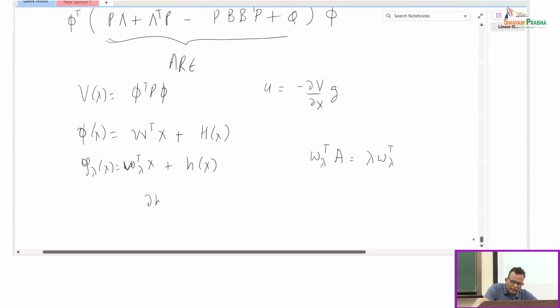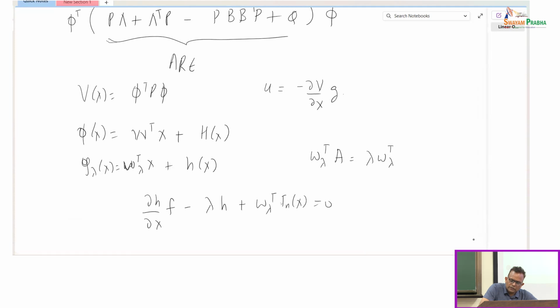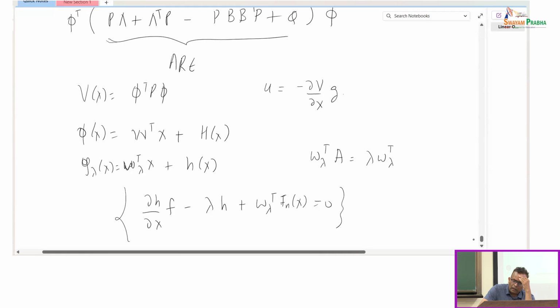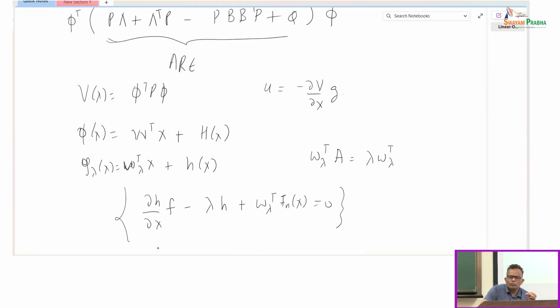Which is the left eigenvector of this A matrix with eigenvalue lambda. And then the H satisfies partial H partial X, F minus lambda H plus W lambda transpose F_n of X equals 0. Okay. As far as the computation of phi lambda is concerned, I need to know the W lambda, which is the left eigenvector, which can be computed from data because it's just based on linearization of the nonlinear system at that equilibrium point. And H is found by solving this PDE. I gave you one formula for finding this H in terms of the path integral, but if you look at it closely, this is again a linear PDE.